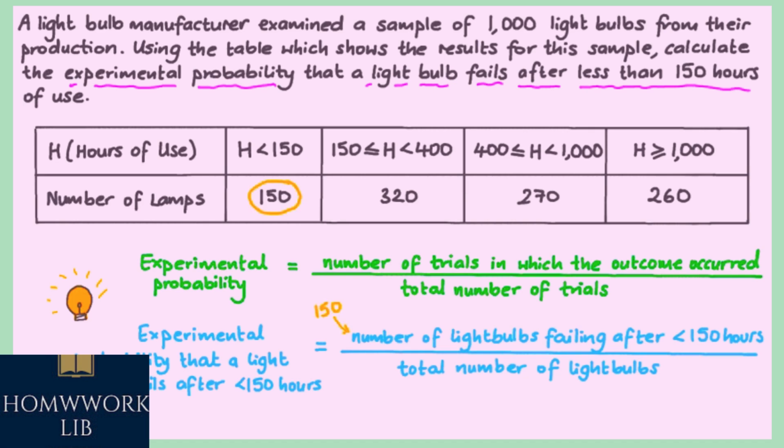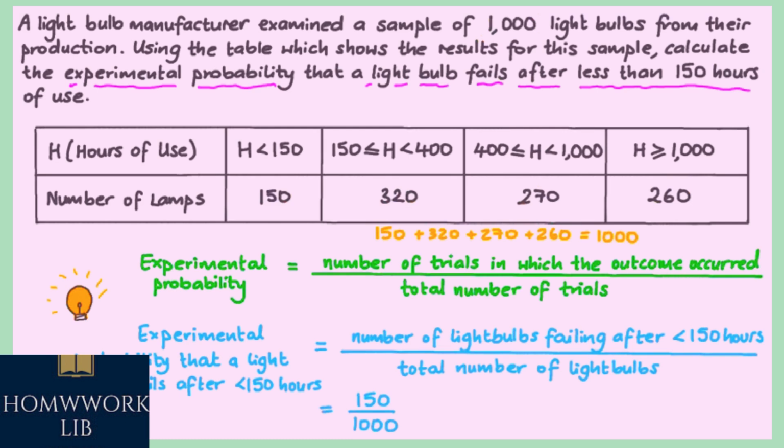Using the table, we can see that the number of bulbs lasting less than 150 hours is 150. Be careful to note that we are using the frequency here, that's the number of lamps, rather than the 150 coming from the less than hours. Then we were given that there were 1,000 light bulbs tested. Even if we weren't given this in the introduction to the problem, we could have calculated this value of 1,000 by adding up the values of 150, 320, 270 and 260 given in the second row of the table.